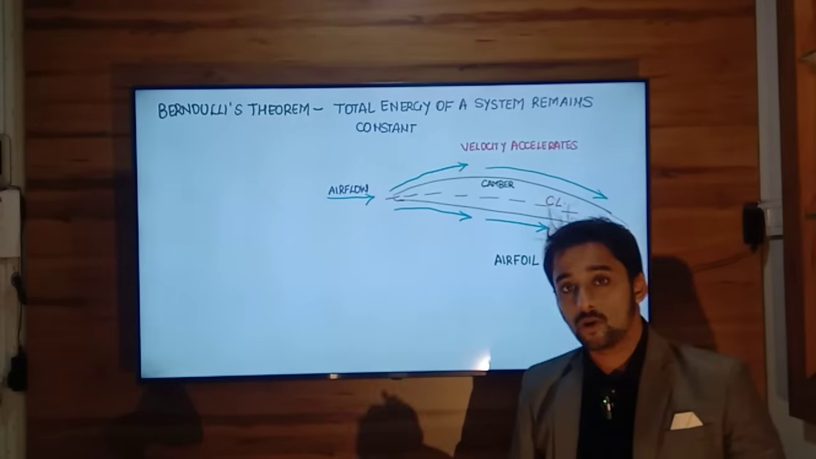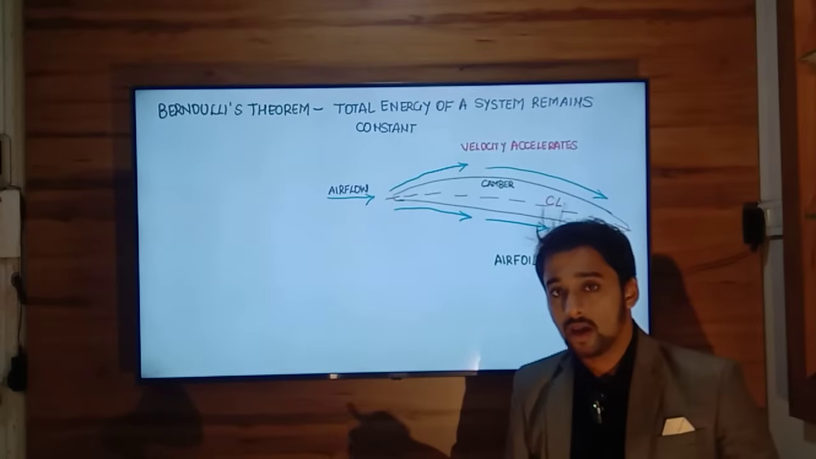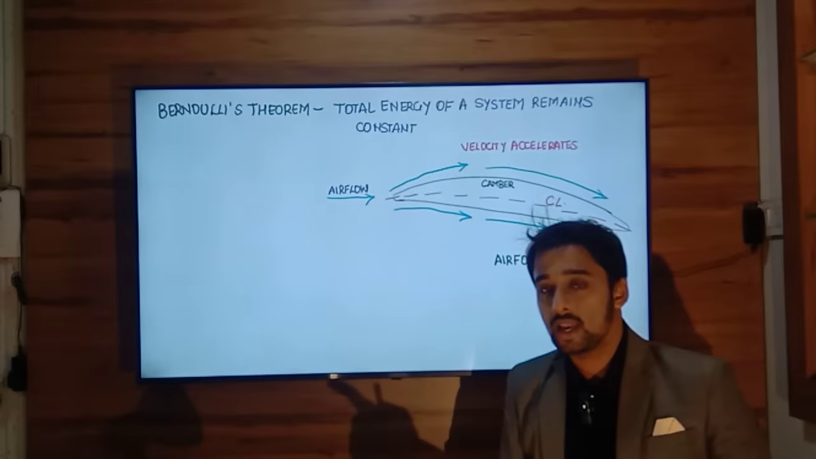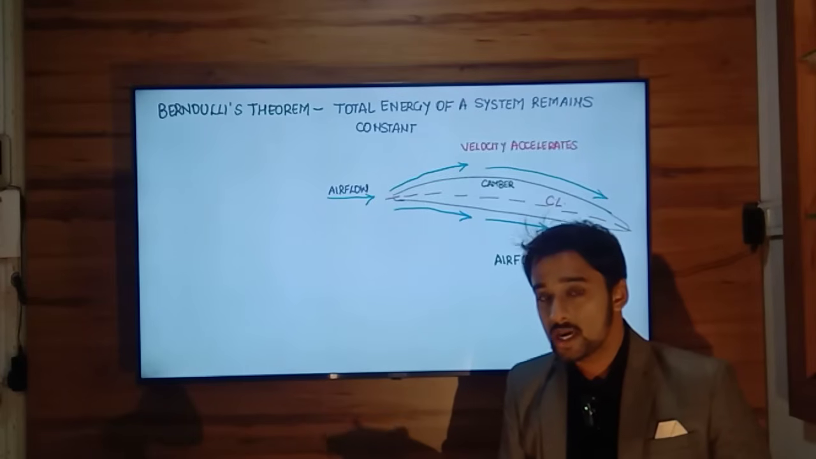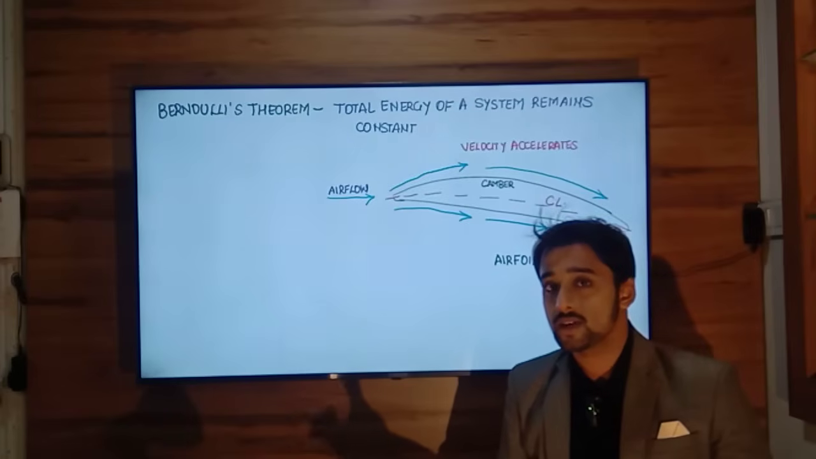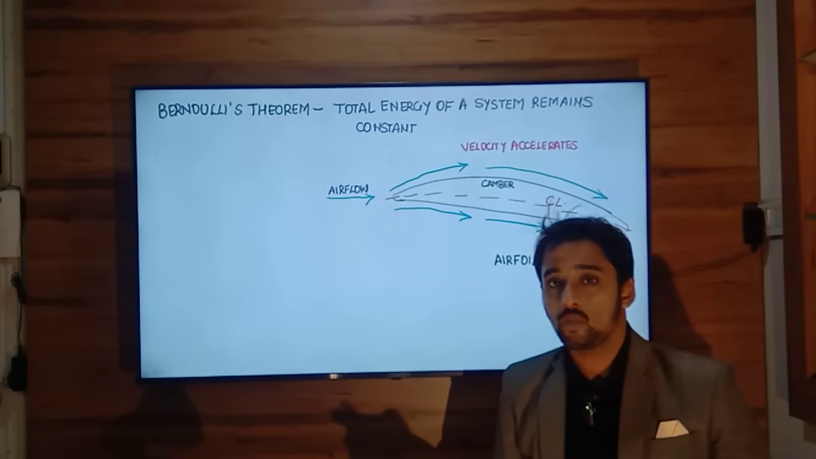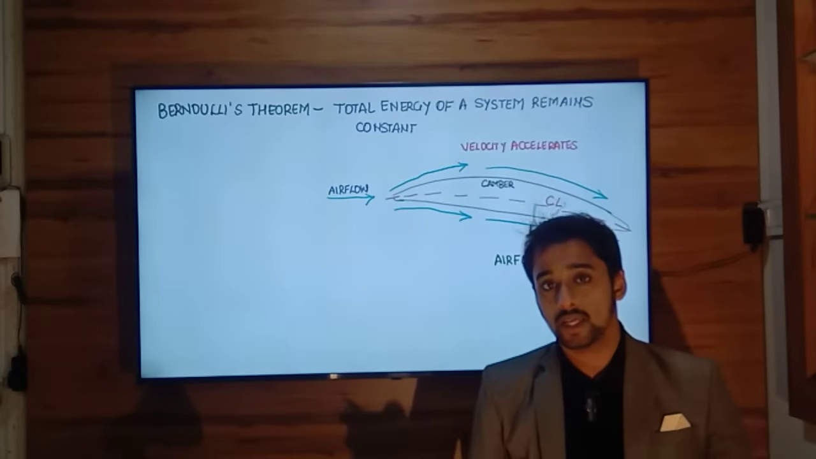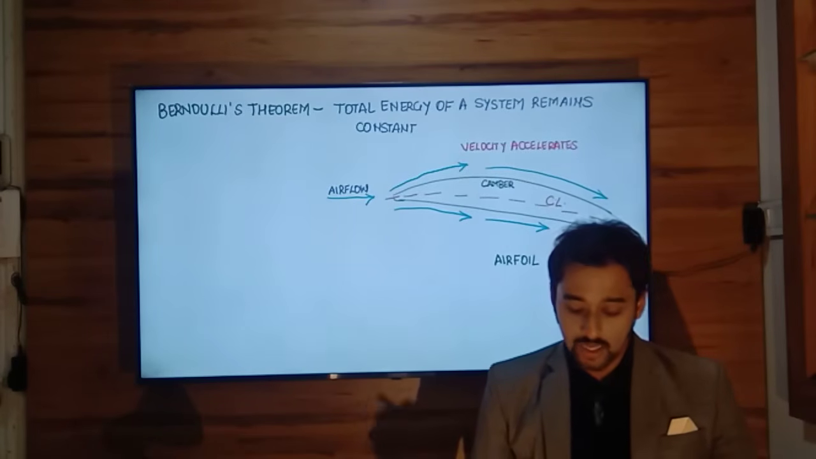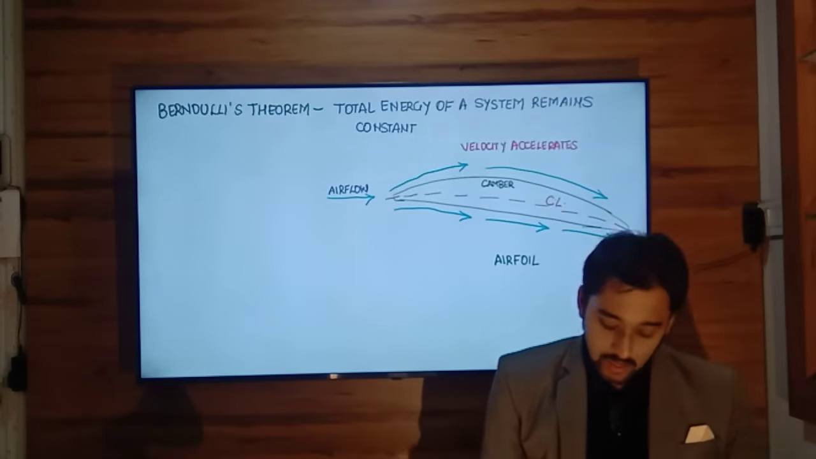Now when this airflow follows the upper surface of the wing, its velocity increases. Now when velocity increases, there should be another element over here that should decrease as a consequence of the increase in velocity. So following Bernoulli's theorem, an increase in one element will result in a decrease in another element, right? So here the increase in velocity will result in a decrease in pressure.